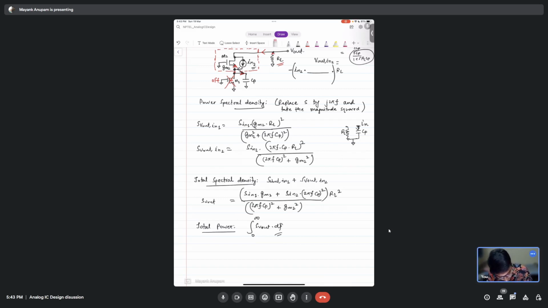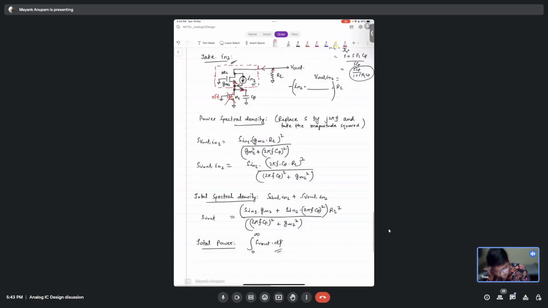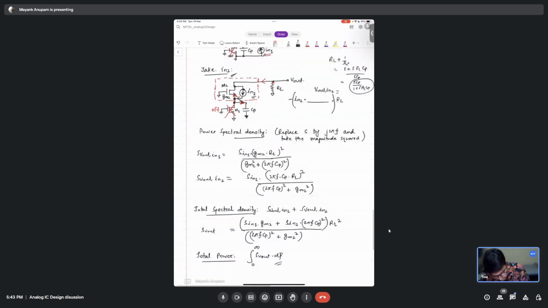What I'm trying to say is that definitely RL and CP are in series, but since we have assumed that this is a reference voltage, a ground here, the voltage that will be generated here will be equal to what I said earlier, that this will be SCP divided by 1 plus GM2 plus SCP. Is that clear?